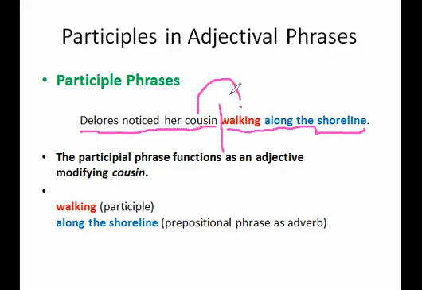Cousin is being modified with this phrase. The cousin was walking along the shoreline. Walking along the shoreline is an adjectival phrase. In this adjectival phrase, walking is the participle. Where was this action being done? Along the shoreline. Hence, along the shoreline is a prepositional phrase as adverb.